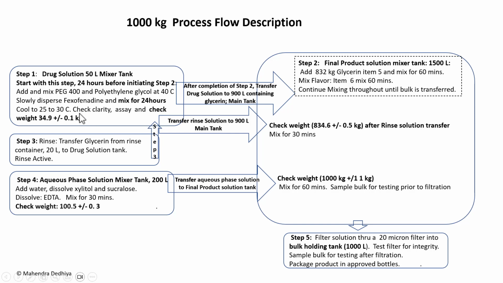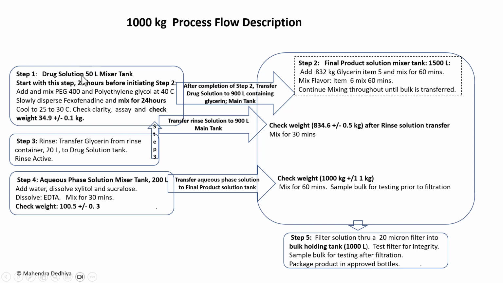And now we will add quality in-process sampling at each of the major steps, from a science as well as FDA or regulatory perspective. We want to add this in the process flow diagram as well as in the manufacturing description. Step 1 is the drug solution in a 50-liter mixer tank. That's also listed in the batch formula.